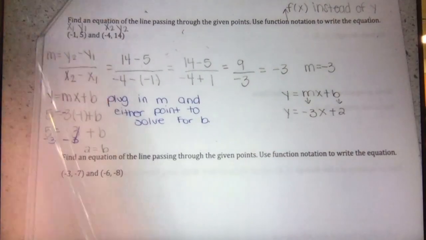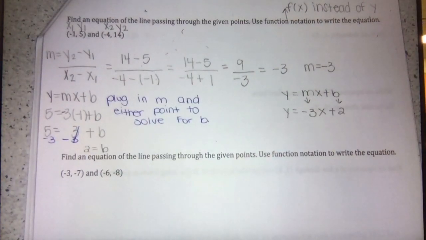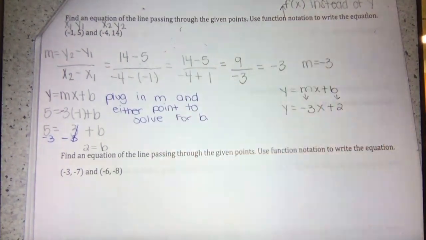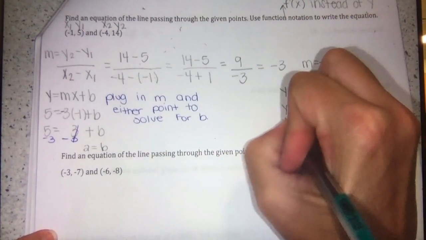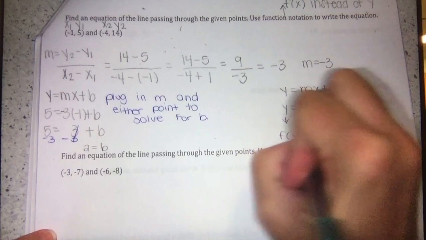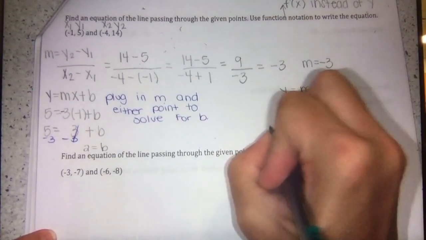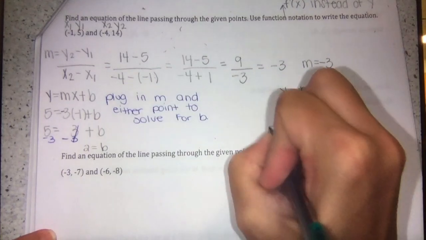What are we forgetting? What's the last step? Function notation. Good. Instead of y, I need f of x. So instead of y, I'm going to write f of x equals negative 3x plus 2. Now this is our final answer. For real this time.